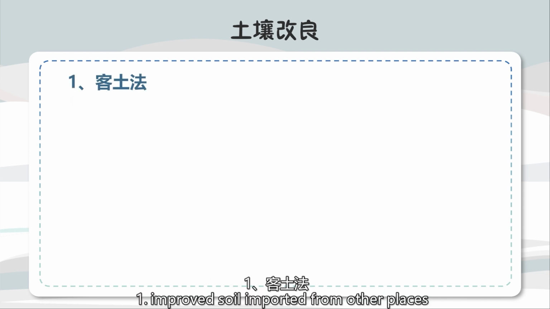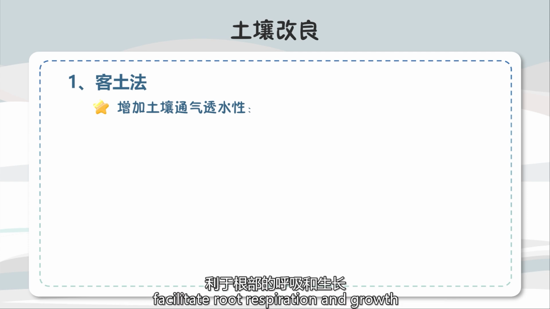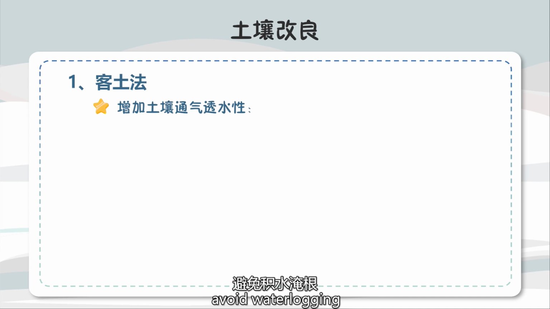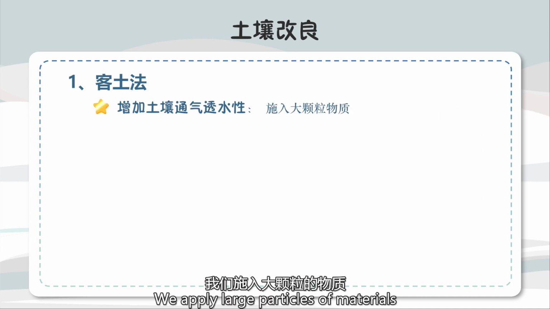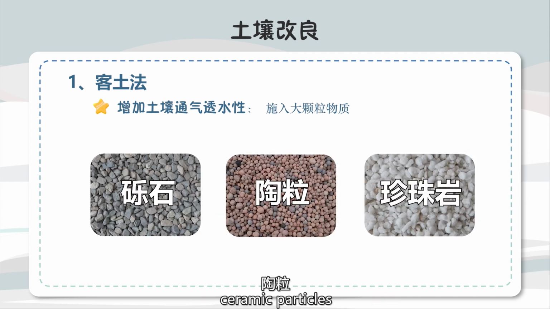1. Imported soil from other places. In order to increase soil aeration and permeability, facilitate root respiration and growth, avoid waterlogging, and reduce root rot, we apply large particles of materials, such as gravel, ceramic particles, perlite, etc.